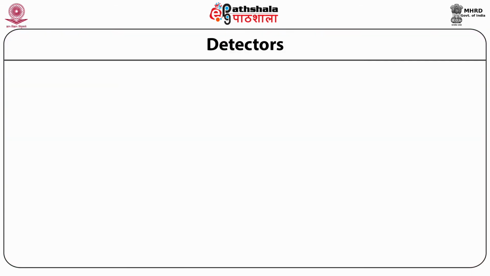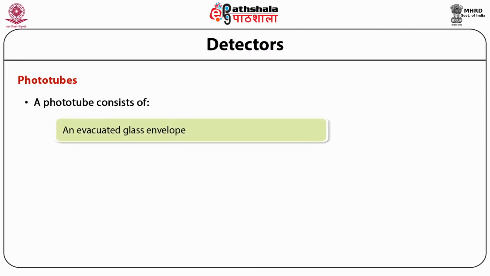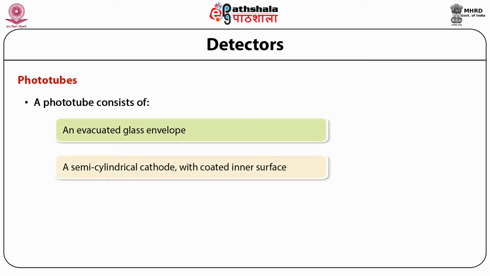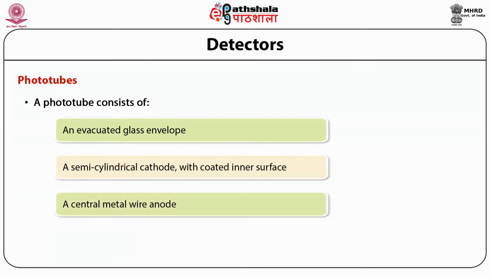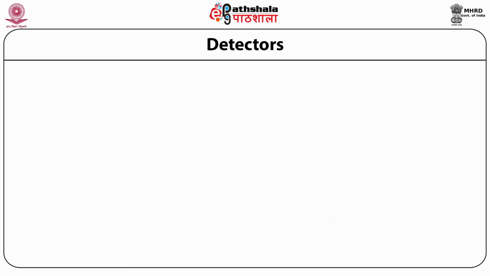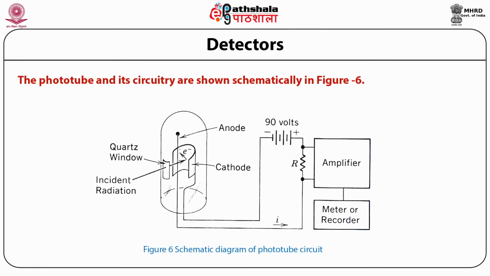The next part of the spectrophotometer is the phototube. A phototube consists of an evacuated glass envelope, a semi-cylindrical cathode which has an inner surface coated with a compound with relatively loosely bound electrons, such as an alkali or alkaline earth oxide, and a central metal wire anode. A potential difference of approximately 90 volts is applied across the electrodes. The phototube and its circuitry are shown schematically in figure 6.